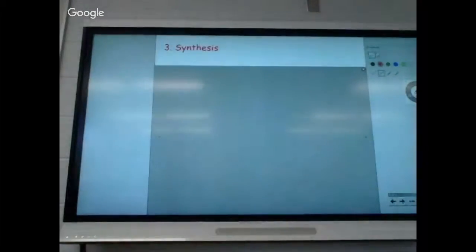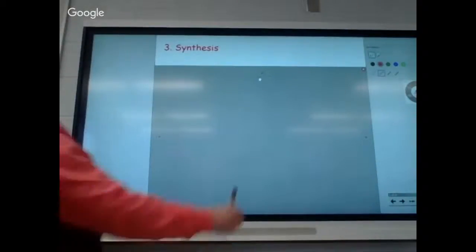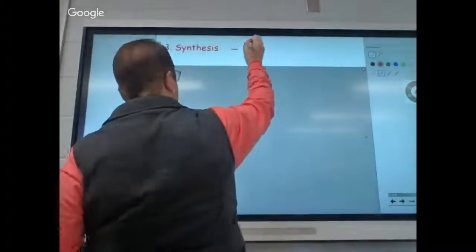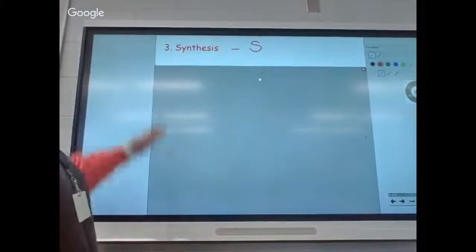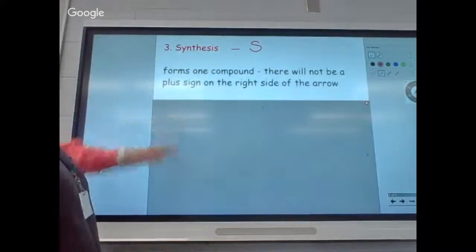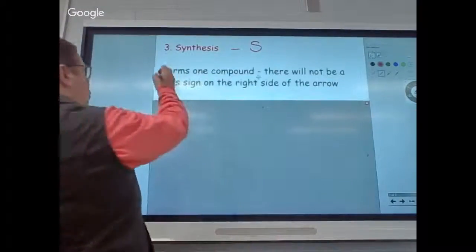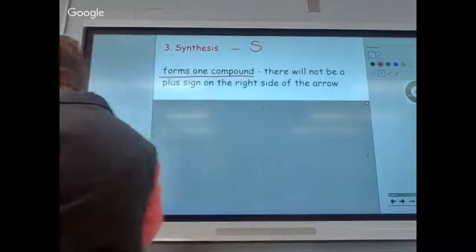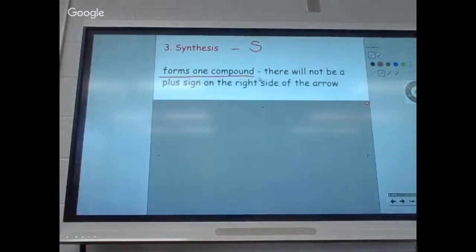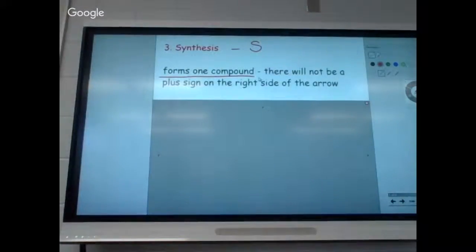Number 3, synthesis. Synthesis is the one I told you a minute ago is abbreviated with the S. So you cannot use S for single displacement and get credit. Now, this one forms one compound. You will not have a plus sign on the right side of the arrow, because you only form one compound. There will not be a plus sign on the right.